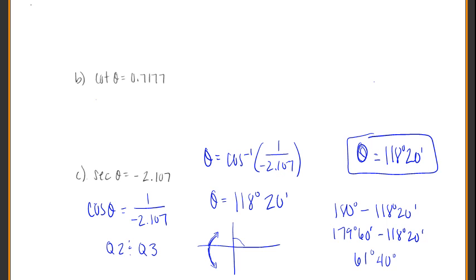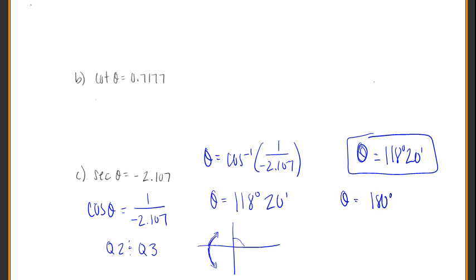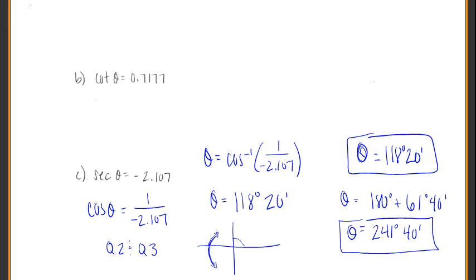Okay? So let me take some of this away so we can get some more room in here. And what I want to do now to get my last answer, which is going to be in quadrant 3, is say it's going to be 180 degrees plus that 61 degrees and 40 minutes that we just found. So 180 plus 61 is going to give us 241 degrees and 40 minutes. And that's my answer for quadrant 3.